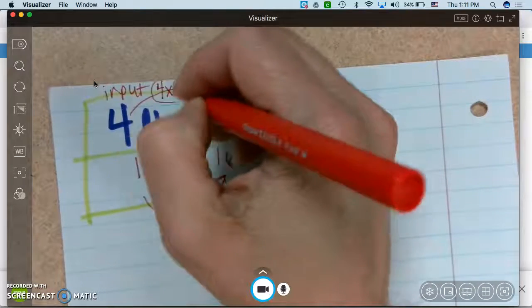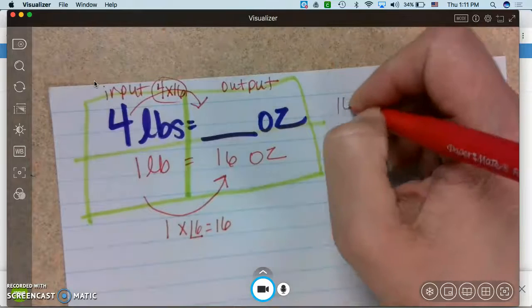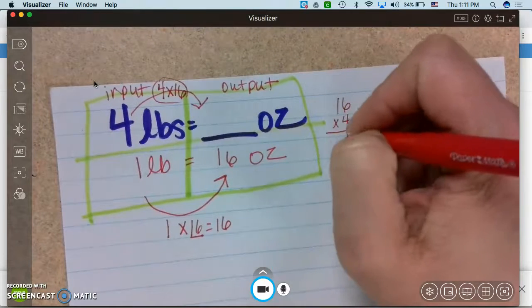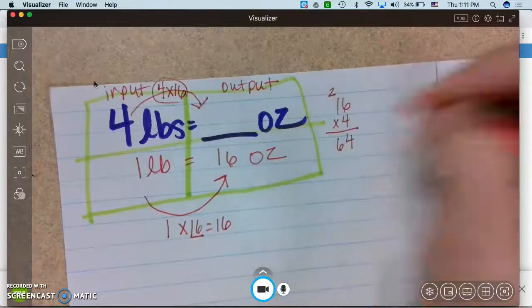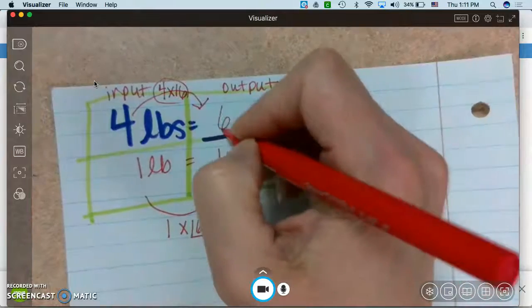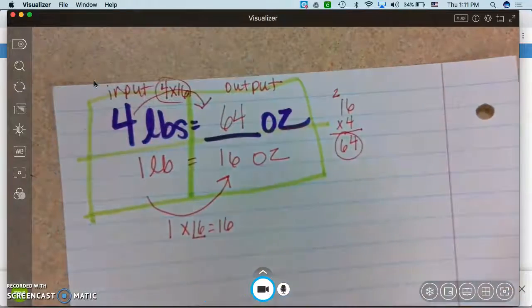So then I'm going to do 4 times 16 on the top. And you may have to come over here and work that out on the side. That's fine. Then you take that, and that is your answer. 4 pounds is 64 ounces.